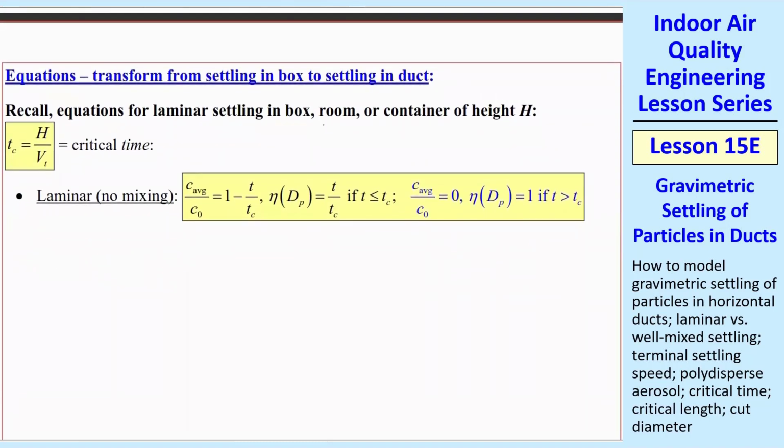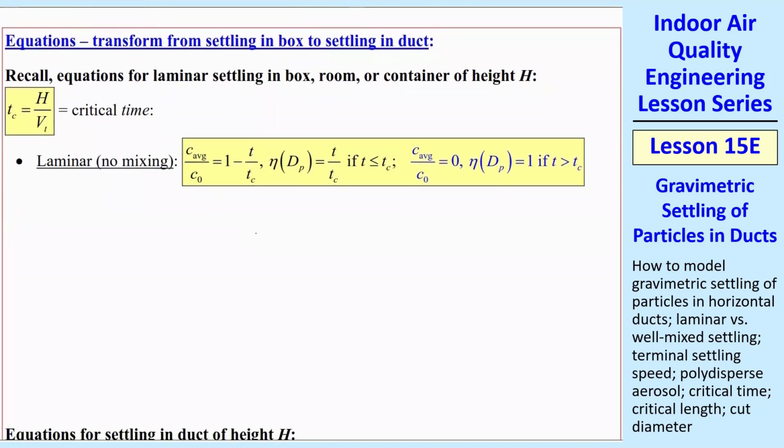I have this typed up here. To get our equations, we transform from settling in a box or a container to settling in a duct. So these are the equations we had before. Tc was the critical time. For the laminar case, we had C average over C naught as 1 minus t over Tc. We had our grade efficiency as t over Tc. And after some critical time, if the time is greater than critical time, I think I put my greater than or equal there instead of the less than or equal to here. It doesn't really matter.